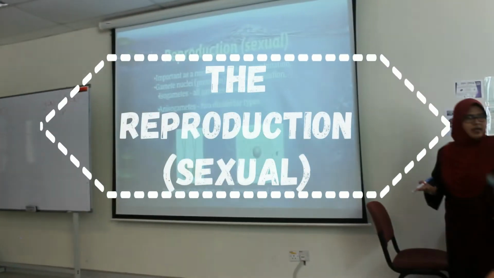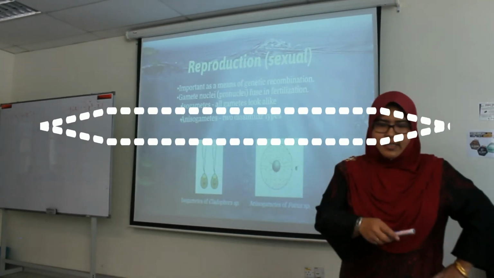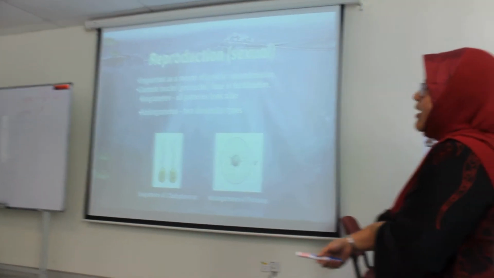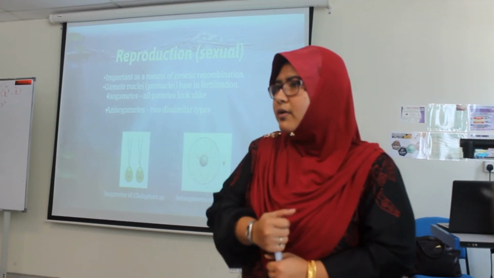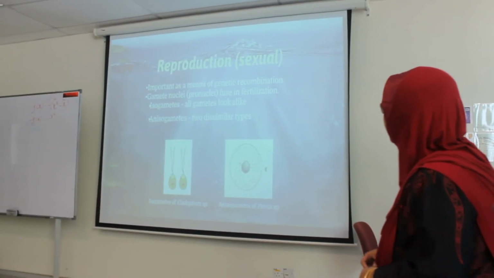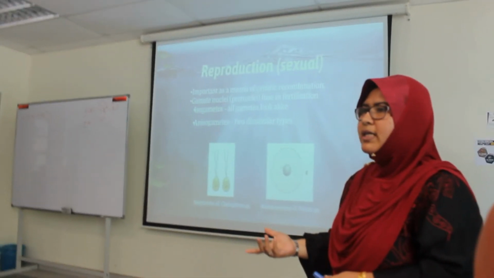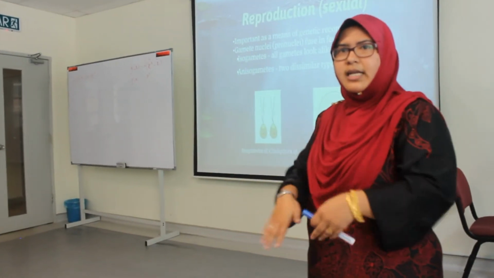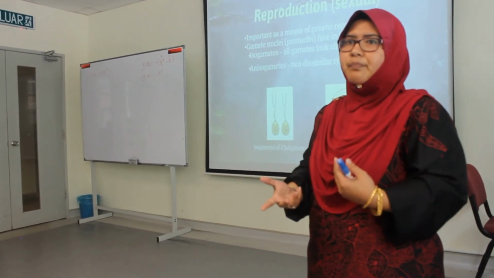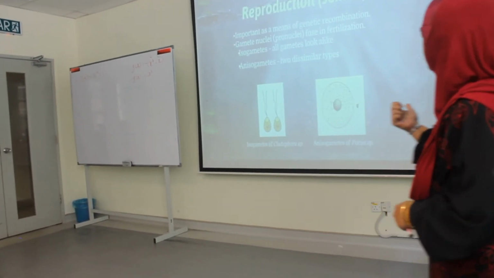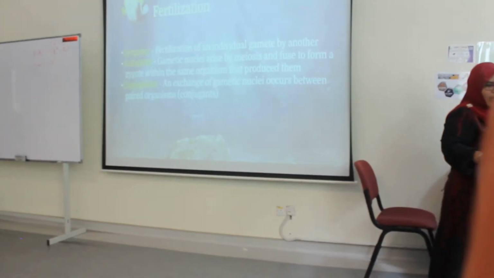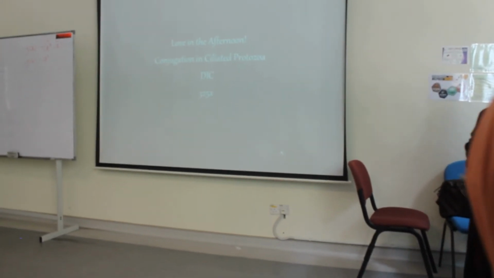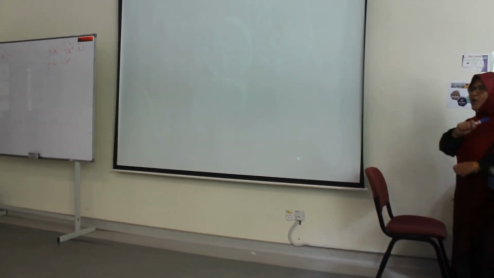The next one is sexual reproduction. This is quite important because when they do asexual reproduction, they can't really exchange their genetic material. They basically split themselves and clone, so they are basically the same. So sexual reproduction is crucial because they need to recombine the genetic material. I will show you a video of how conjugation happens.